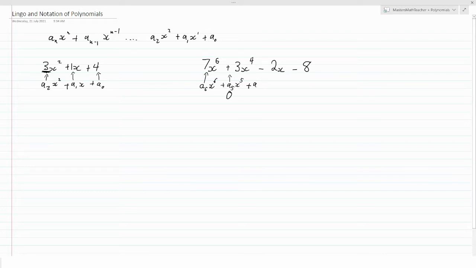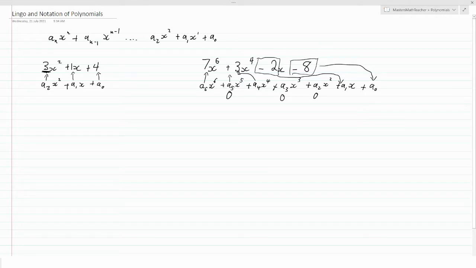We've got a4, x to the 4, so a4 in this case would be 3. Then we've got another, a3 x cubed, and of course that must also be 0 because there's no x cubed term. There's also no x squared term, in which case a2 is also 0. a1 in this case would actually be -2, so we've got to include the symbol as well. And our constant a0 is going to be our -8, again including the symbol.